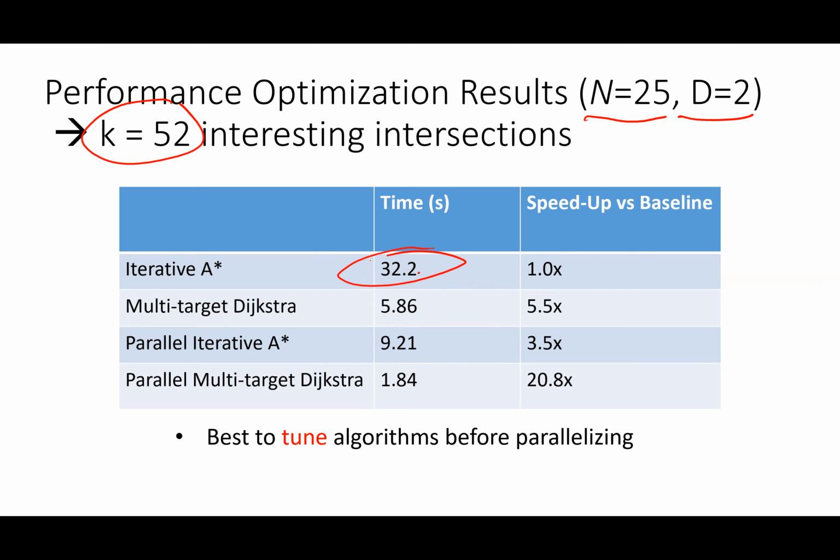Now I could actually take this A star algorithm that I was running k squared times, and there's lots of parallelism, right? I got k squared different invocations of this algorithm. I could run some of them in parallel. If I do that, it does go down in runtime. I get a 3.5x speed up.